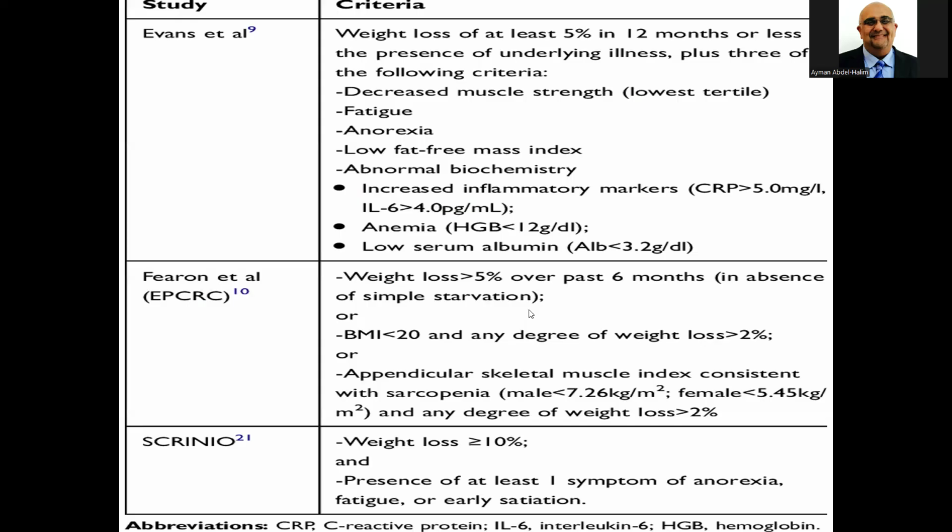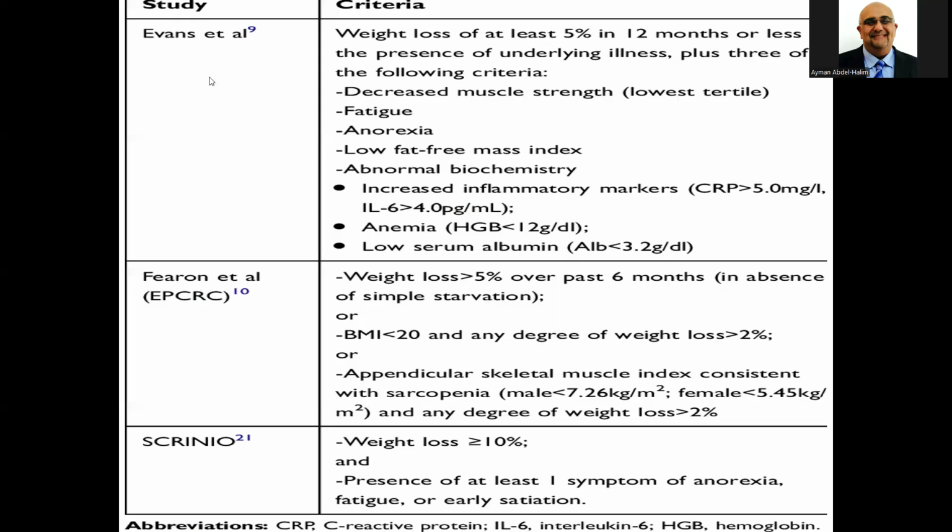While the Fearon classification is weight loss of more than 5% over 6 months, or body mass index of less than 20 with any degree of weight loss, plus appendicular skeletal muscle index consistent with sarcopenia. Screnio is weight loss of more than 10% and presence of at least one symptom of anorexia, fatigue, or early satiety. Now, each of these has its own merits and its own problems.